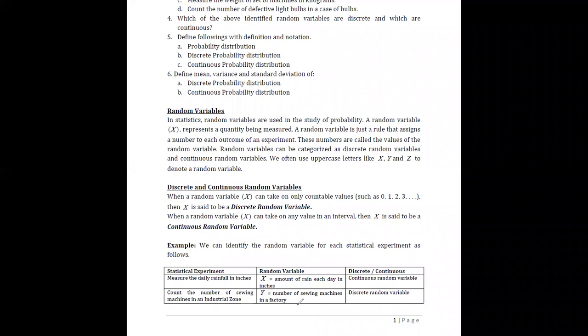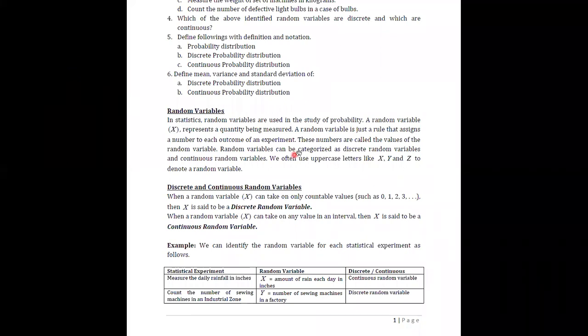It is because that is the count that you are going to take, the quantity that you are going to measure. And to see whether it is discrete or continuous, think about the number of machines. If you have 199 machines, then the next machine will be exactly 200. There are no machines in between these two values. Therefore, we can simply say this is a discrete random variable.